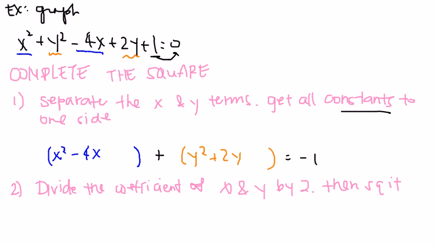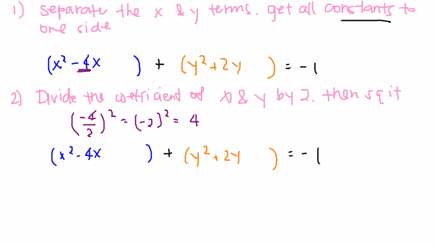Step 2, we're going to divide the coefficients of x and y by 2 and then square it. So I notice I have a coefficient here of negative 4. I'm going to divide by 2 and then square it. So that gives us negative 2, and square all of that, so that gives us positive 4. So I'm just going to plug this into this last spot inside this set of parentheses, so plus 4.